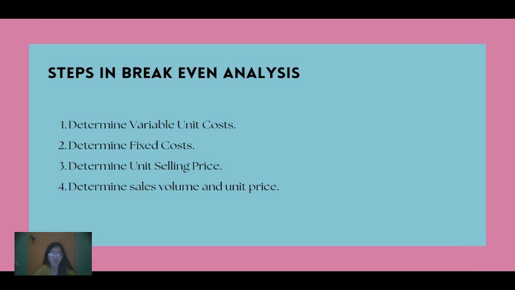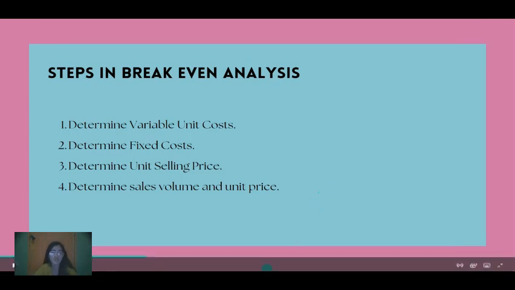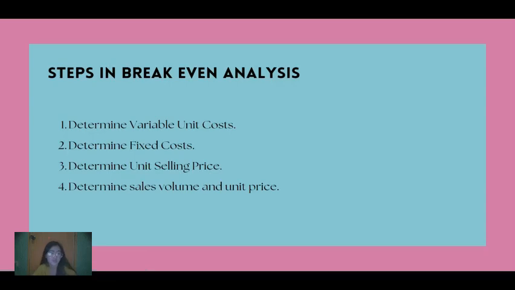So, what are the steps in break-even analysis? The first step is to determine variable unit cost. There are two types of costs. First is the total variable cost. Total variable costs are costs that change proportionately with the changes in volume or capacity. The greater the capacity, the greater the total variable cost and vice versa.